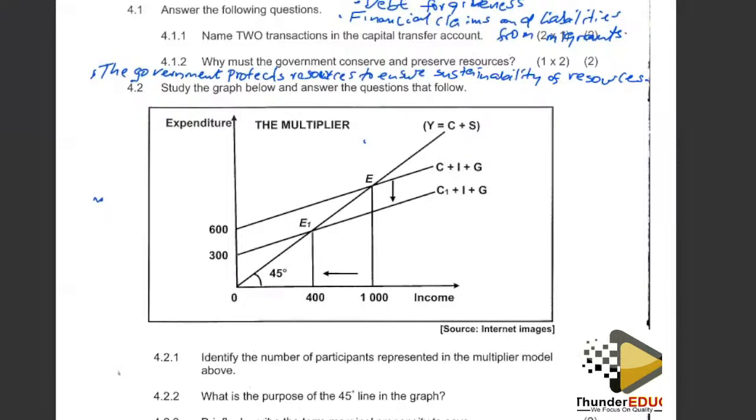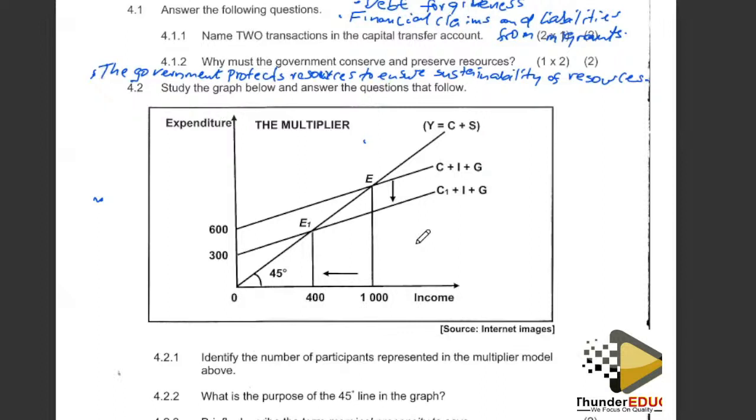When we talk of the multiplier in simple terms, the multiplier refers to changes in national income brought by a change in leakages as well as injections. So now, let's check the questions that follow after this multiplier. But you should be in a position to know the meaning of all of these curves as well as the axes given. In most cases, whenever you are dealing with the multiplier, on the y-axis we are always given income as well as expenditure on the x-axis.